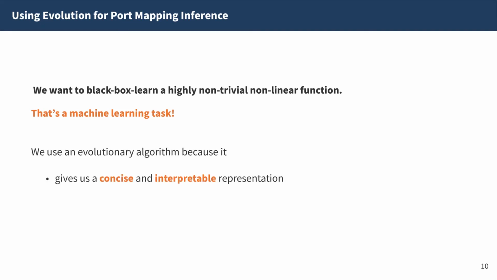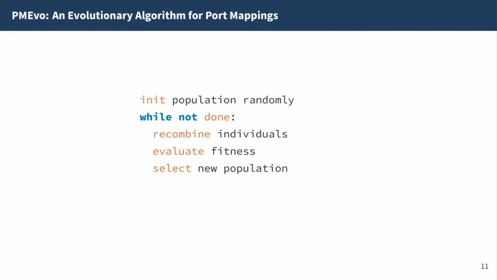The reason why we chose an evolutionary algorithm to solve this problem is that it naturally allows us to specify that our solution should be a port mapping, and all we need for good performance is a fast port mapping simulator without requiring things like gradients. It is not the only possible choice for this kind of problem, but the one that we found to work well. So our approach, PMEvo, uses a straightforward evolutionary algorithm to infer port mappings.